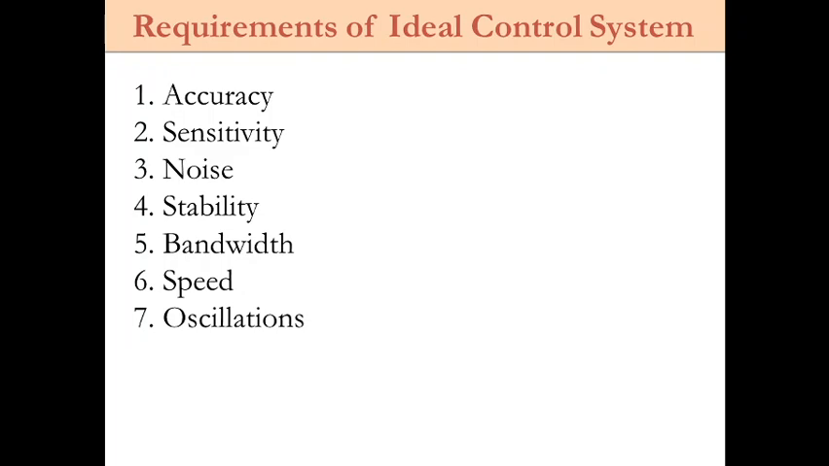So in general, a good control system should be accurate, reliable, stable and fast responding, insensitive to parameter variations and disturbances, but sensitive to changes in the input.